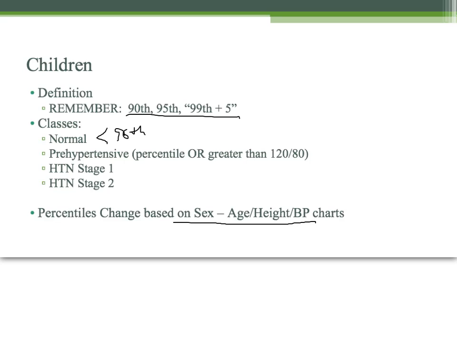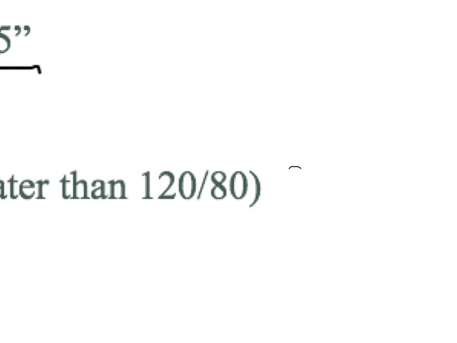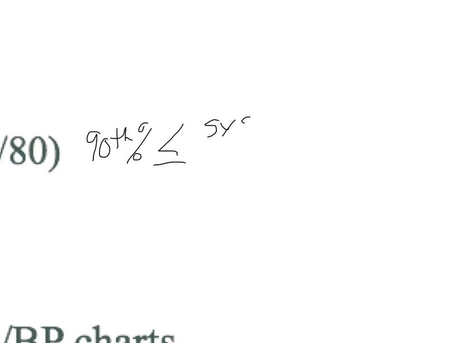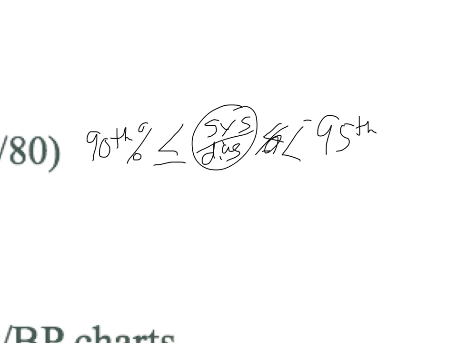Now, prehypertensive is the tricky one because it is defined one of two ways. You can define it as greater than 120/80, and that's the way we also define adults for prehypertensive. Or you can define it as the 90th percentile is less than or equal to the systolic or diastolic. So in children we use systolic and diastolic at the same time, and that is less than, not equal to, but just less than the 95th percentile. So if either the systolic or the diastolic or both are in this range, then they are prehypertensive.